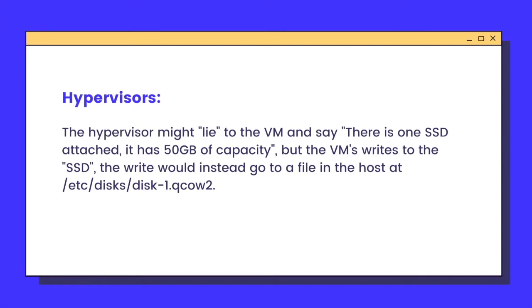The hypervisor might lie to the VM and say there's one SSD attached, so there's one drive attached, and it has 50 gigabytes of capacity. But then when the VM writes to that drive, it would instead go to a file. It wouldn't go to a real drive. And then on the host, it might be this file. So when the VM itself is writing to the file, it's actually going to this file, which is very similar to the deception of matching files directly that the container had, but there's some practical differences.